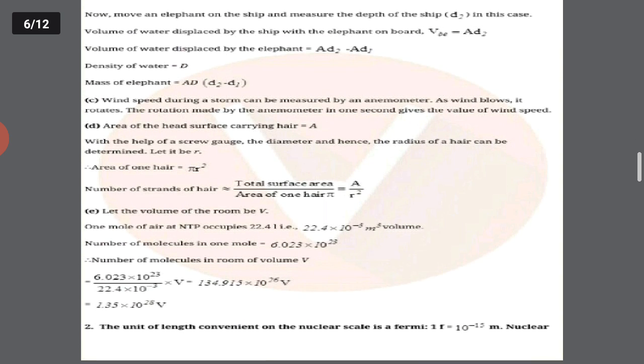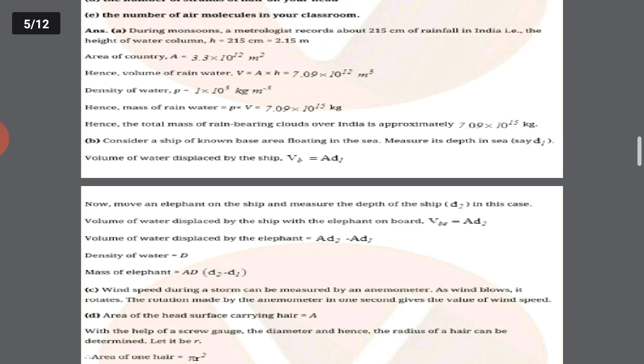The wind speed during a storm can be measured by an anemometer. As wind blows, it rotates. The rotation made by the anemometer in 1 second gives us the value of wind speed. Okay. So let's see the next part.